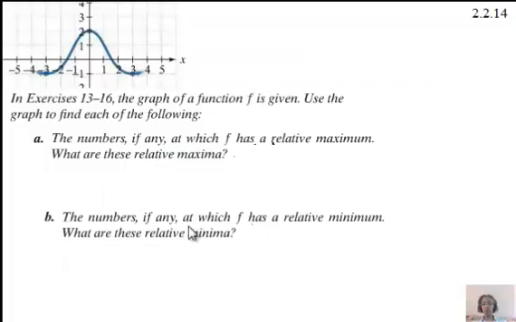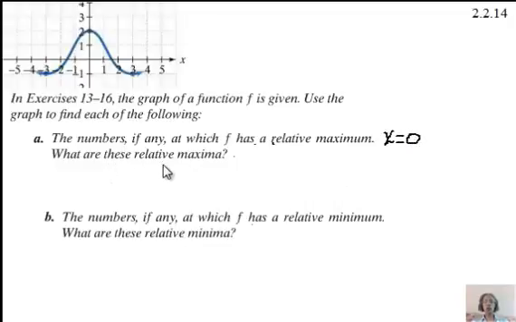So let's take a look at exercise 14 in section 2.2. Again, we have the graph of a function, and we want to find the numbers, if any, at which the function has a relative maximum. That'll be a mountaintop if there is a relative maximum. Notice we have such a mountaintop where x is 0. So the number at which f has a relative maximum is x equal to 0.